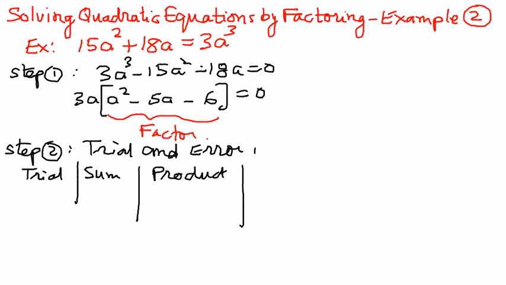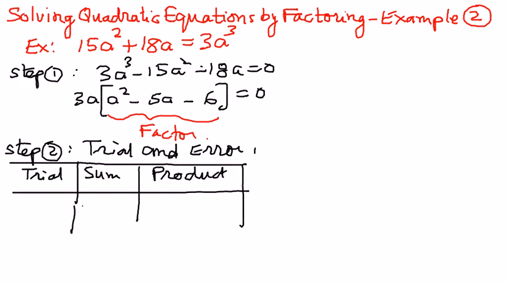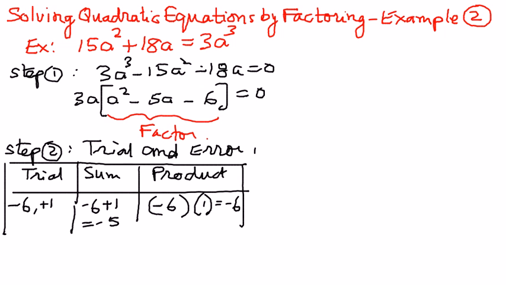So the two numbers we can think about are, how about negative 6 and positive 1? Okay, negative 6 and positive 1. Negative 6 plus 1 is negative 5. This is negative 5. And if we take the product of the same two numbers, negative 6 times 1 is negative 6, and that is what we have as the last term. So negative 6 and positive 1 are perfect. These are the two numbers we are looking for.